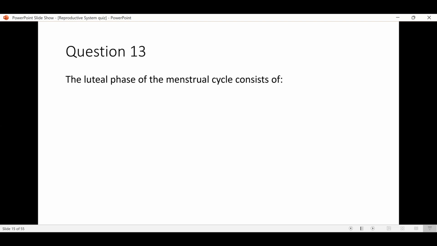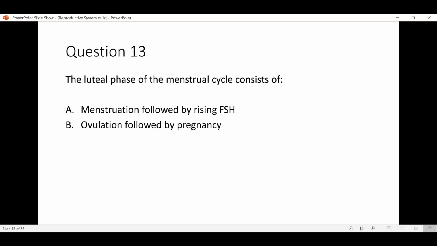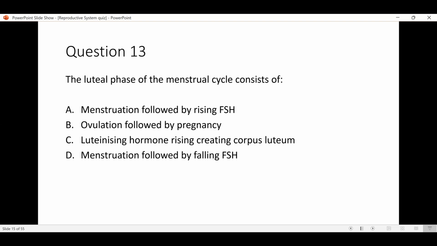Question 13. The luteal phase of the menstrual cycle consists of menstruation followed by rising FSH, ovulation followed by pregnancy, luteinizing hormone rising creating corpus luteum, menstruation followed by falling FSH. FSH is follicle stimulating hormone.